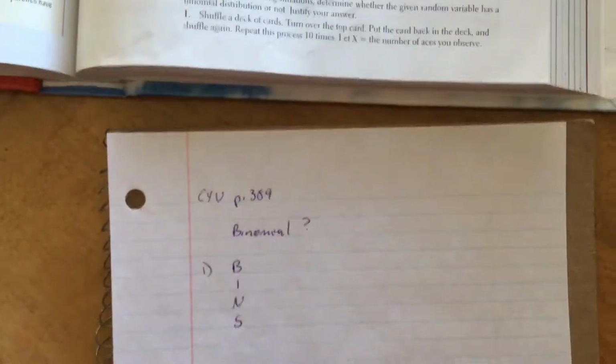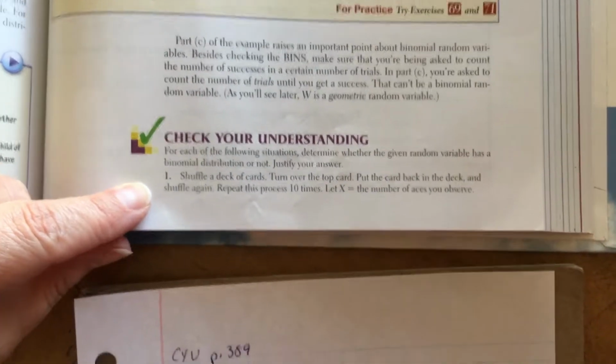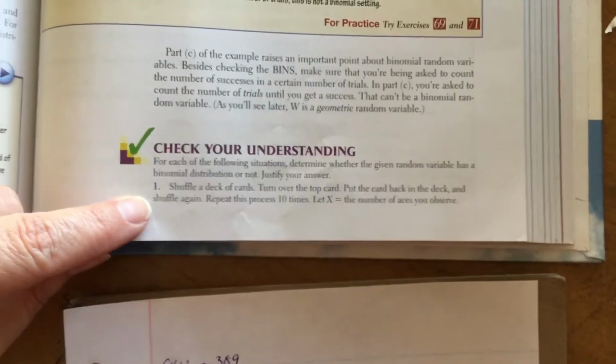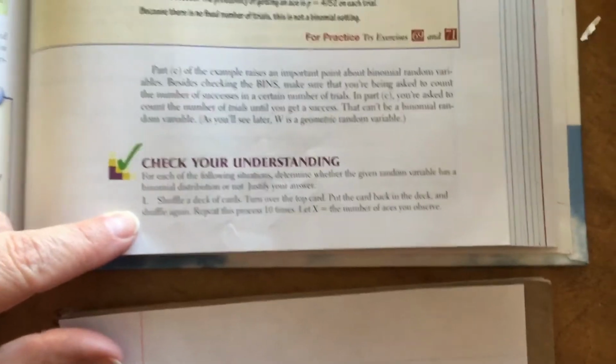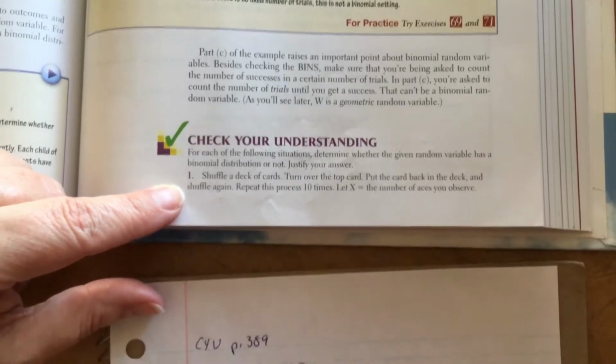Okay, guys, we're going to do the check your understanding on page 389. For each of the following situations, determine whether the given random variable has a binomial distribution or not, and justify your answer. Okay, binomial, remember we have to look for, we do our little acronym BINS, okay? I'll go through them all.